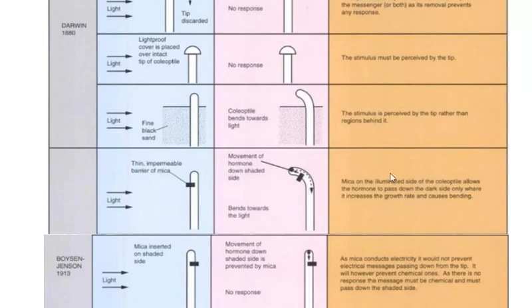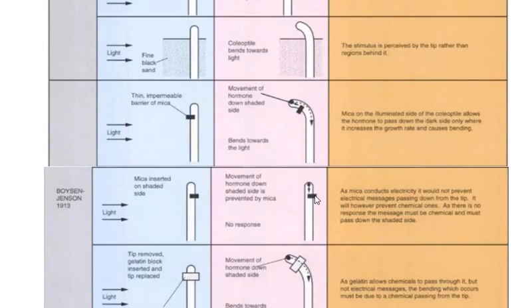And the explanation for this experiment is that mica on the illuminated side of the coleoptile allows the hormone to pass down the dark side only, where it increases the growth rate and causes bending of the plant as usual. Kwa maana yake ni kwamba mica hii hapa, kwa sababu ni impermeable, lakini imewekwa upande wa illumination, auxin zina distribute kwenda kwenye shaded side.